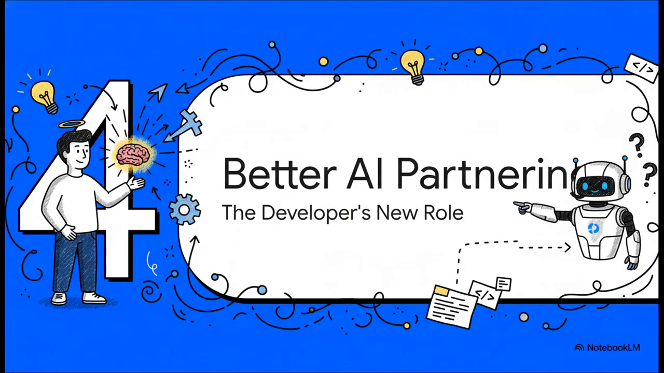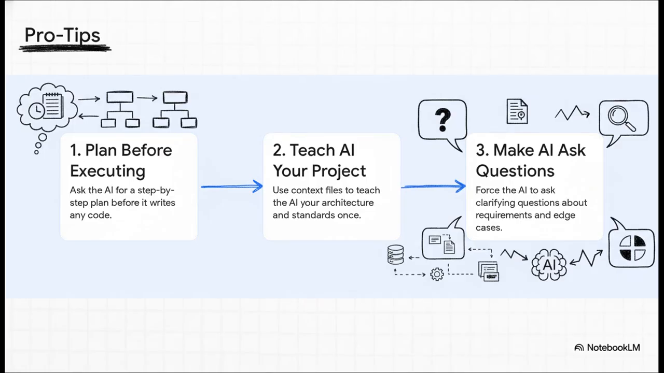But at the end of the day, the most important piece of this whole puzzle isn't the AI. It's you. It's the human developer. The focus is now shifting from just writing code to becoming a much more effective partner and guide for your AI assistant. So how do you actually do that? Here are 3 pro tips that will make a huge difference in the quality of code you get back.